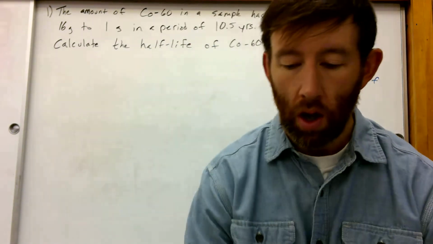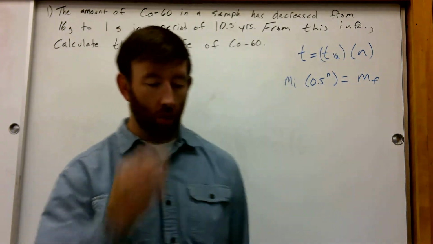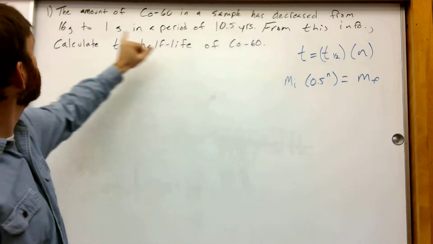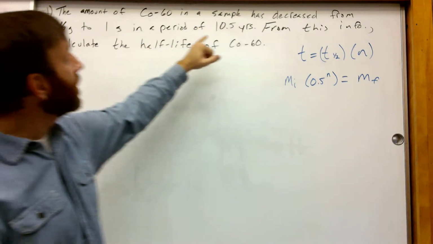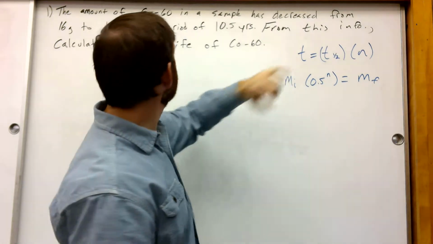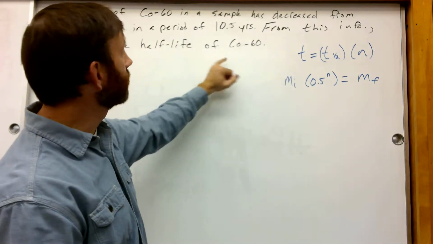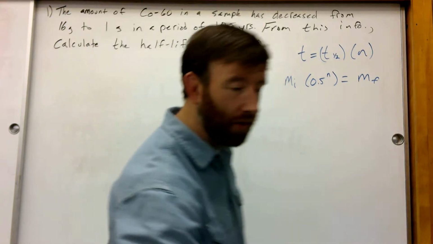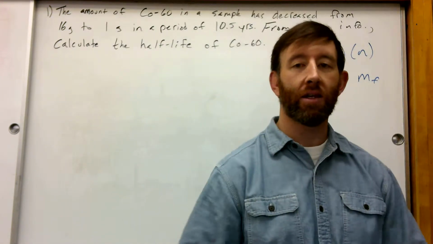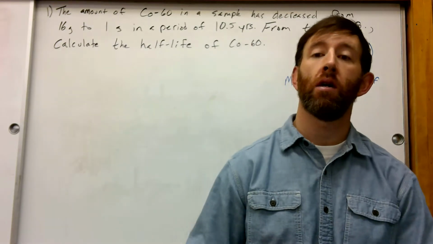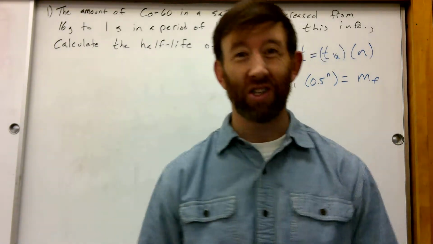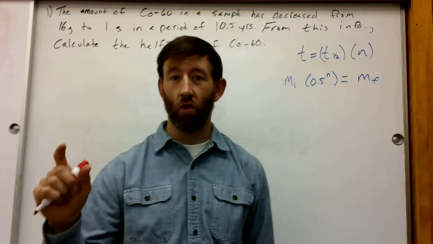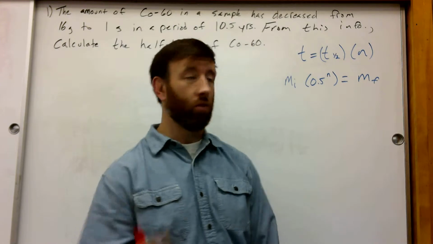All right, so we're going to focus on number 1 first, of course. The amount of cobalt 60 in a sample has decreased from 16 grams to 1 gram in a period of 10.5 years. From this info, calculate the half-life of cobalt 60. I also put our 2 formulas that we're going to need over here. Now, if you recall in class, I like to annotate the question prompt first, just so I know which values for these formulas I know, and that helps me figure out which formula to use to get started, okay?